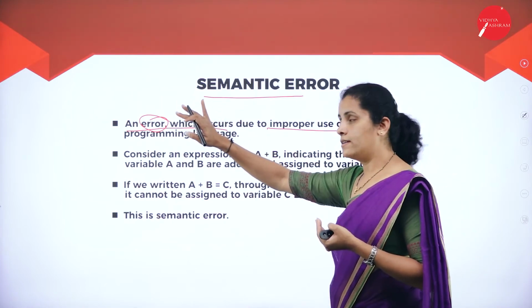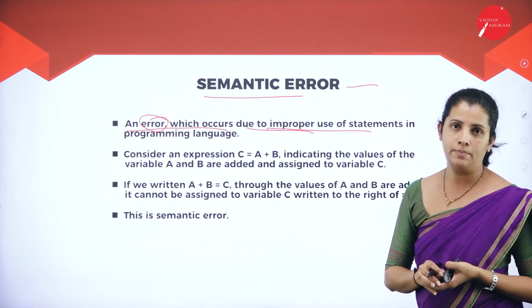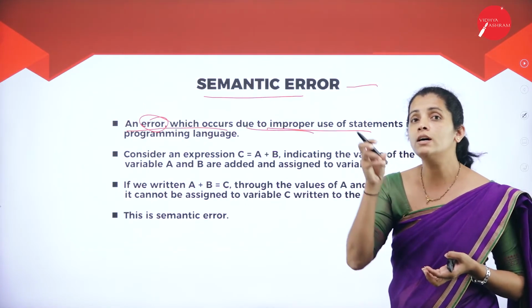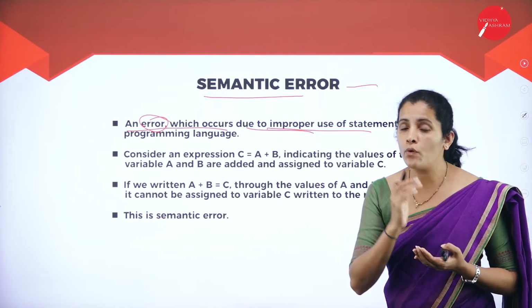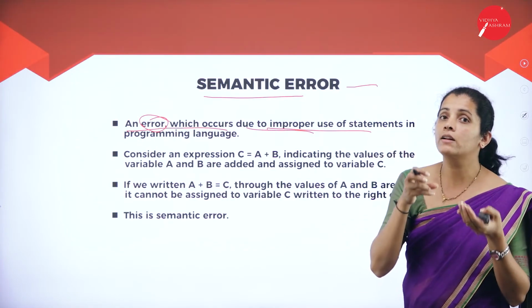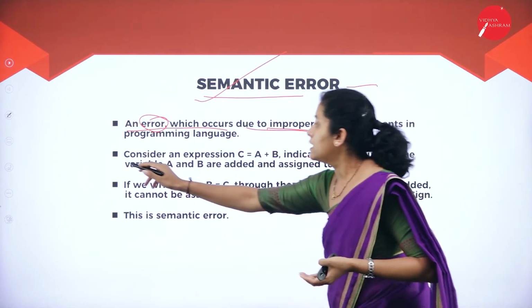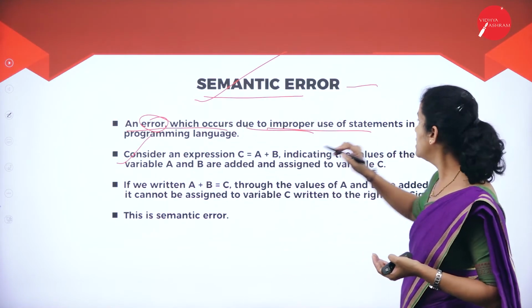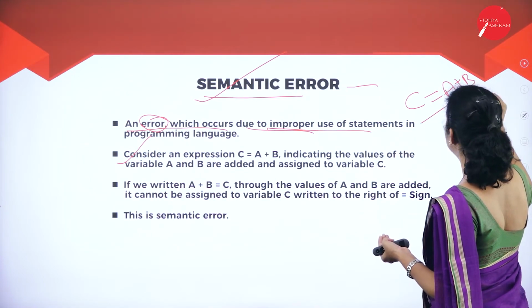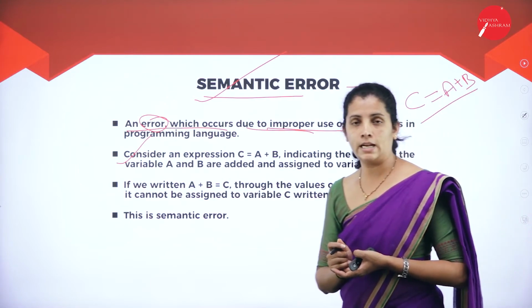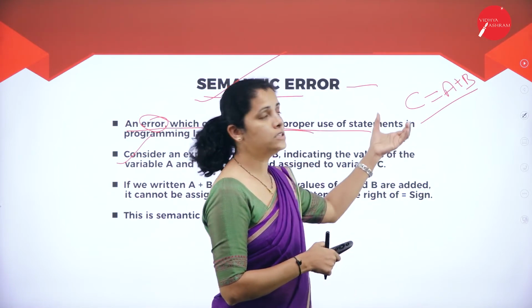So an error which occurs due to improper use of statement. For example, I want to follow the rules, and while writing, suppose if I forget to follow my rules, whatever the error I'm going to get at that time itself called semantic error. Consider the expression, that is C equal to A plus B. So this is the general rule I'm going to have. That means add A plus B, then store the result in C.